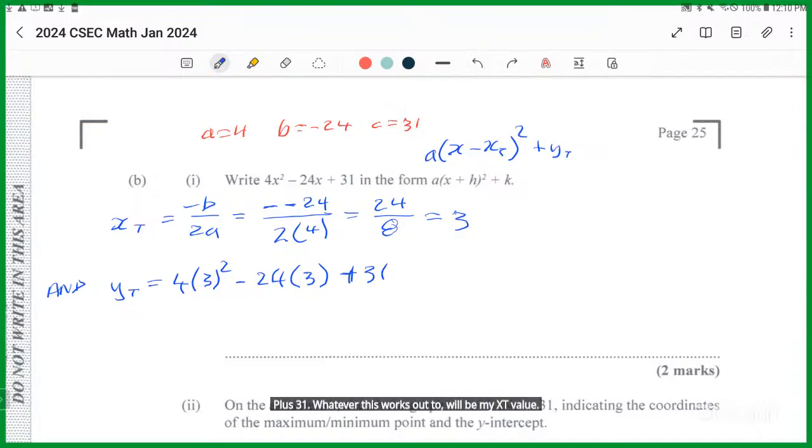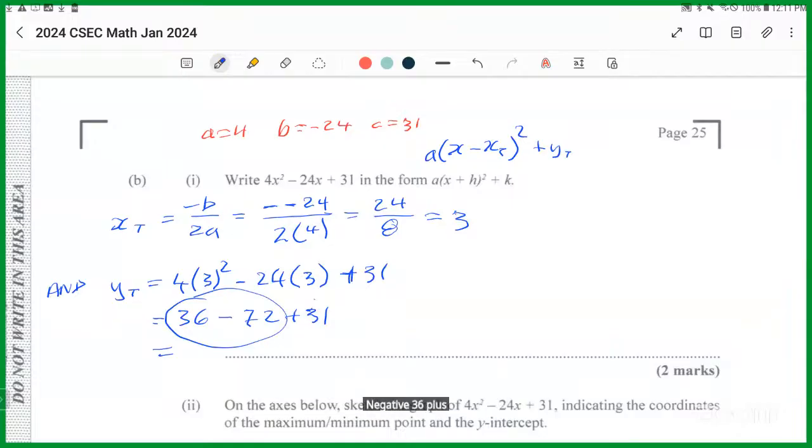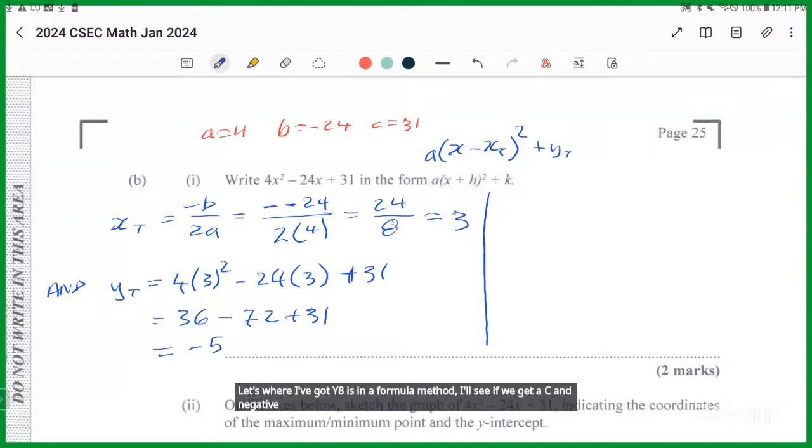Now this is 9. And 9 times 4 is 36. Minus, I think this is what? This is 72. Plus 31. This will work out to what? Negative 5, I think. Because this and this is negative 36. Negative 36 plus 31 is negative 5. That's my yt value. Let's work out yt using the formula method and see if we get the same negative 5.